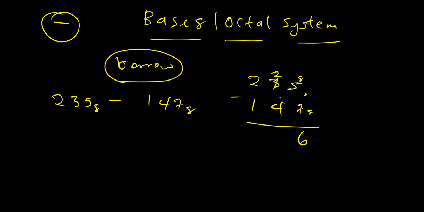So when we come back here, we have to borrow another number again. So we have 8. 8 plus 2 is 10. And 10 minus 4 is 6. And this will be 66 in base 8.